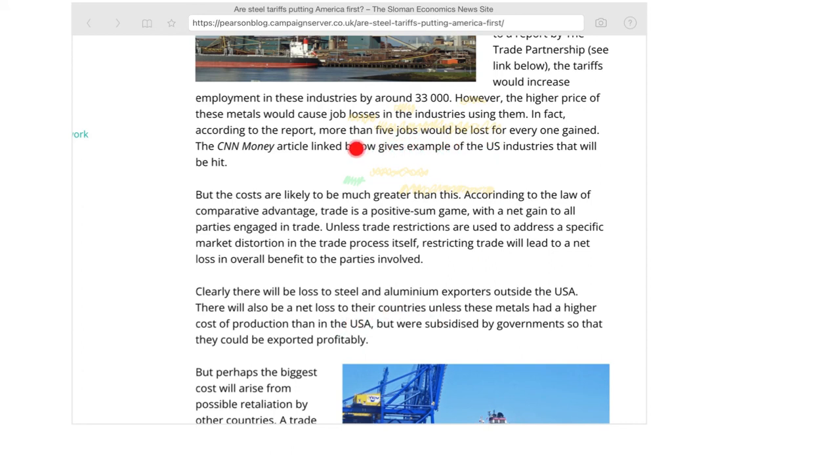So this argument that for every job gained, there are 5 lost following the tariffs is quite an interesting evaluation. So hopefully that gives you some really good context. These are articles that you can find yourself quite easily, and it gives you a good evaluation of whether or not tariffs are a successful instrument and the implications of putting tariffs on for a whole country.